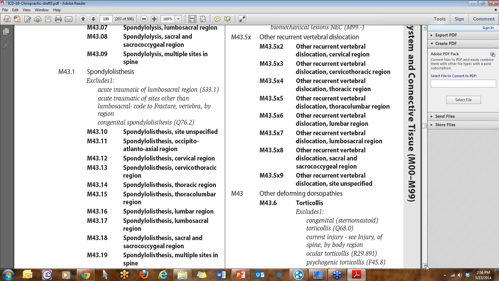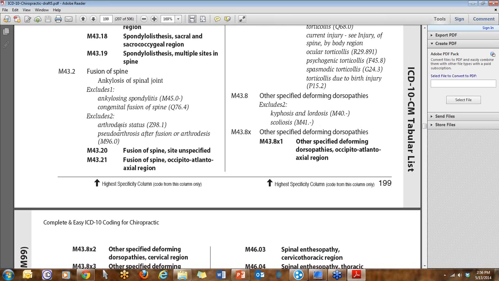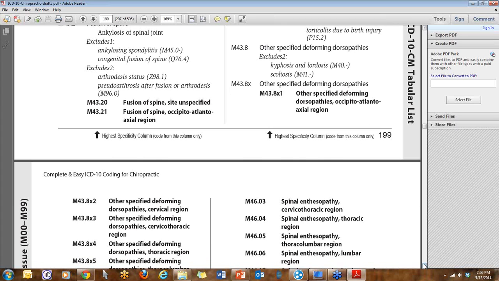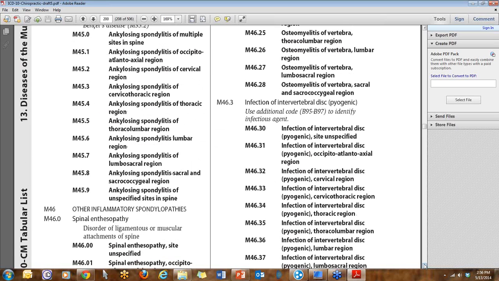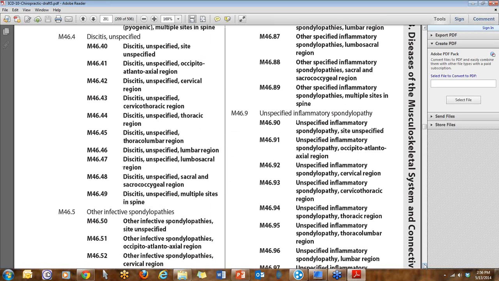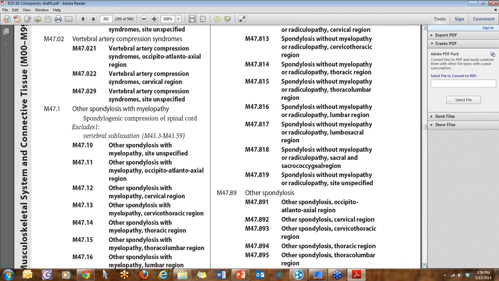And just to drive this home a little bit more, here's our excludes 2, where it says fusion of the spine, ankylosis, spinal joint. So you're not going to use these excludes 1, but these excludes 2 may be in there. But let's get to the M50s so you can really get the full flavor of ICD-10 here.